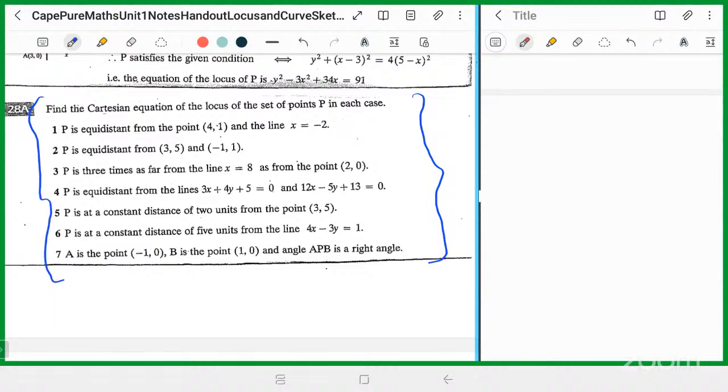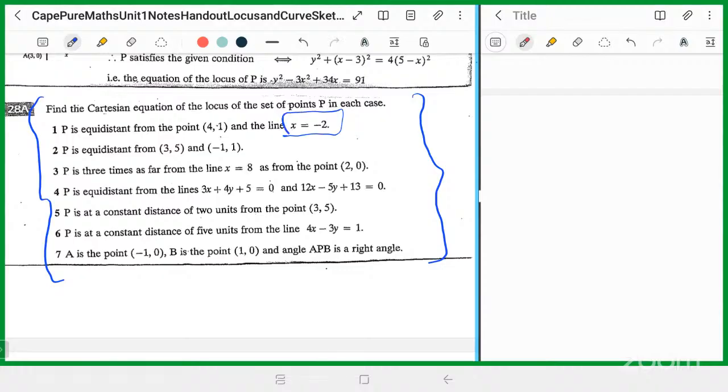The question says, find the Cartesian equation of the locus. When you get the equation in terms of x and y, that's the locus of a point P. To get it, you call the point P(x, y). Call the point P(x, y) at all times, and use a coordinate geometry method to get a relationship between the x and y. So you say the point P is equidistant from this point and this line. Let's set up this one now. You want the point P to be the same distance from this point and from this line.